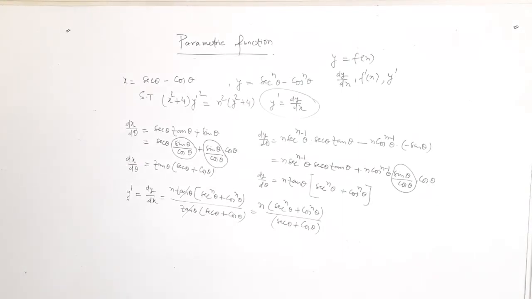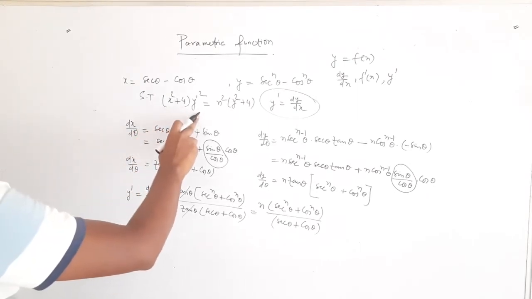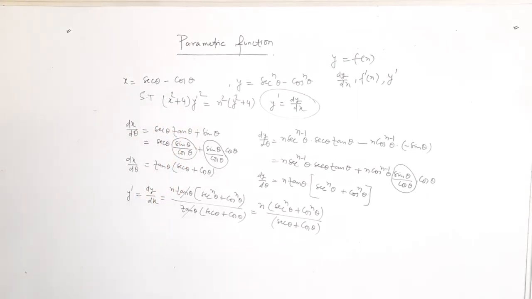Now y dash we have found already. Now we have to find the value of x square plus 4 times y dash square, and n square y square plus 4.